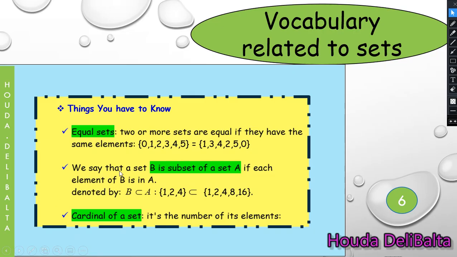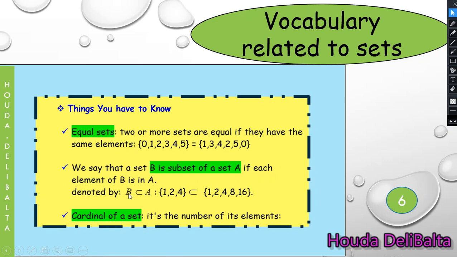We say that a set B is a subset of set A. So we mentioned a subset before. And as you see, we use capital letters to represent sets. So we say that the set B is a subset of A if each element of B is in A.